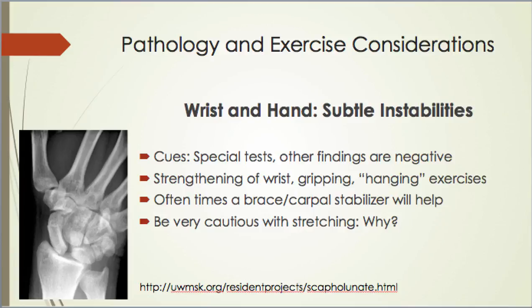So, subtle instabilities. We talked about my ulnar right wrist. Special tests can help find these. They're not easy to do without a great deal of practice. The other findings of the wrist are generally negative. In other words, range of motion is normal, strength is normal, but there's just a subtle sort of instability in the wrist, and often pain after we do activity. So strengthening the wrist, gripping, and I'll show you what hanging exercises mean and why that's helpful in class. A brace and a carpal stabilizer will often help these folks.